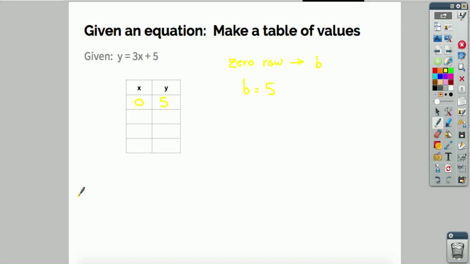Okay? And then I also know that my rate of change is 3 over 1. And so what that means is that every time x changes 1, I know that y is going to change by 3. So I can start filling in my table by using my initial value and my rate of change. So I would have 2 and 11, and then I would have 3 and 14. And so I can make a table of values based on knowing all about initial value and rate of change.